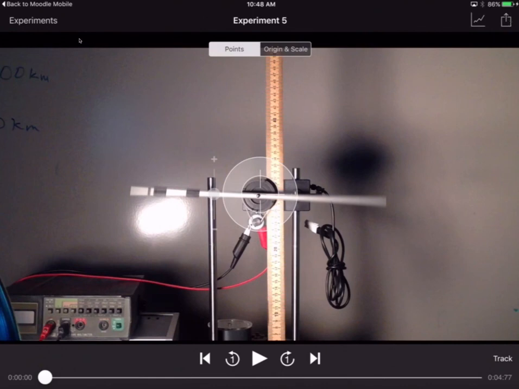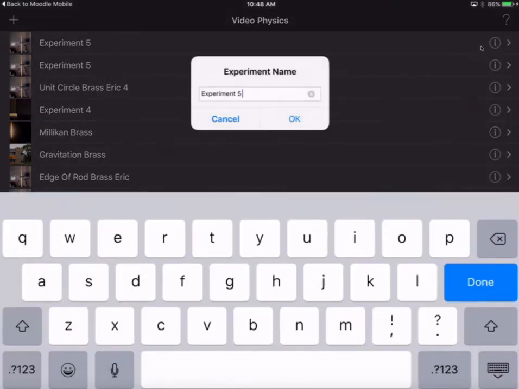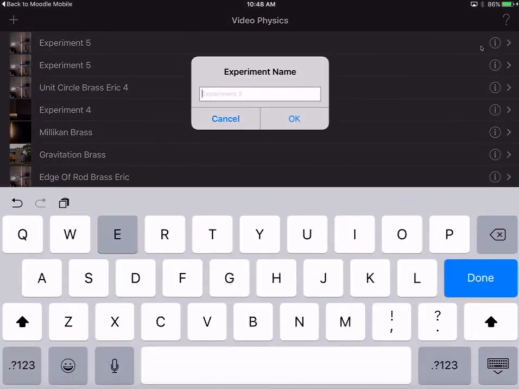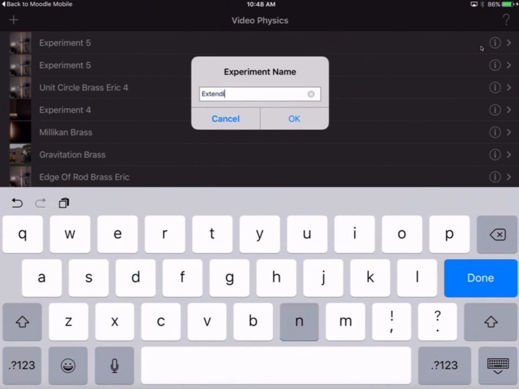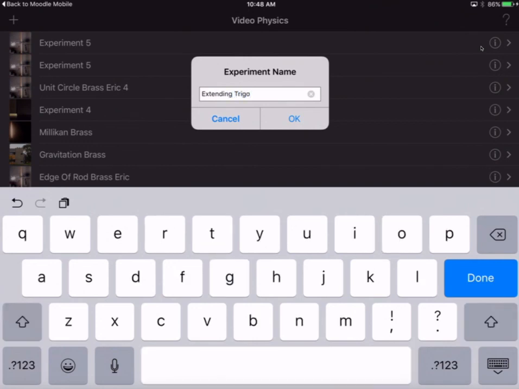So in Video Physics, we're going to go to Experiments. We're going to label this thing appropriately. I'm going to go right over here, select on this eye, and we're going to call this Extending Trigonometry, Eric. Make sure you put your first and your last name. I'm just going to say okay.